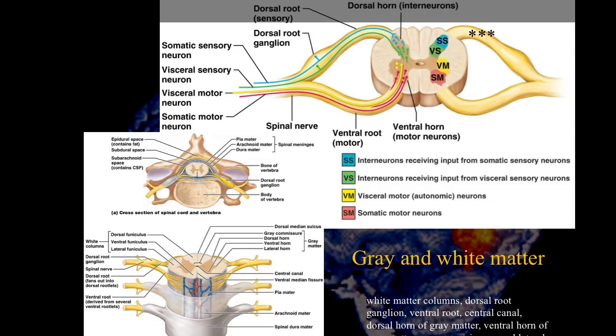And then the last one I haven't talked about yet is gray commissure. The gray commissure is where it connects in the middle, from one side of the spinal cord to the other. So it's going to send information from one side of the body over to the other side of the body, which is going to be important when we talk about reflexes.